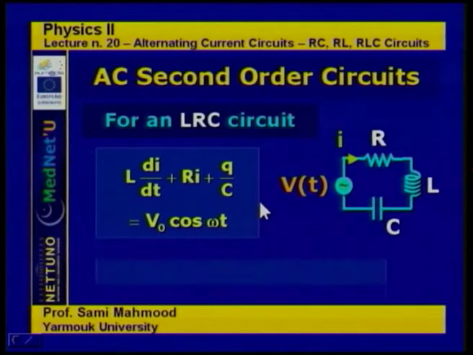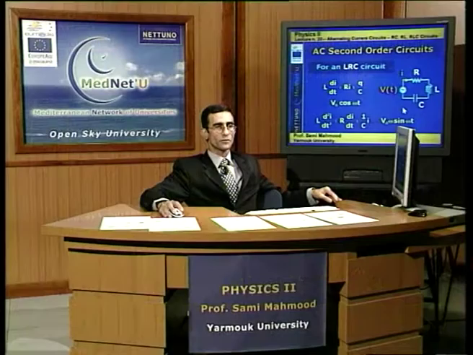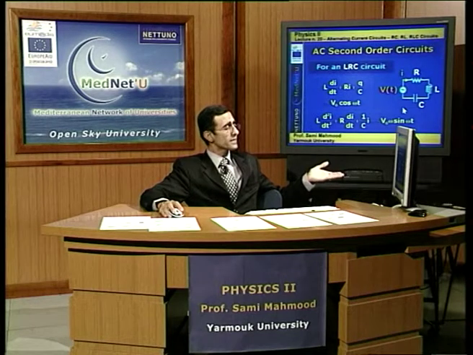So making this derivative again, it becomes L d²I by dt² plus R dI by dt plus 1 over C times I, which is coming from dQ by dt, is equal to minus V naught omega sine omega t. That's coming from differentiation of the right-hand side of the equation. So this is a second order inhomogeneous differential equation.